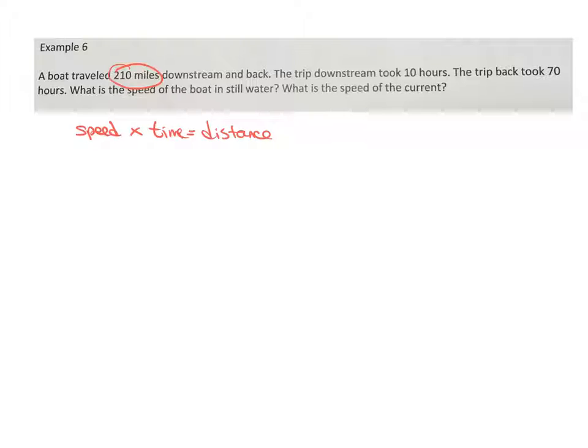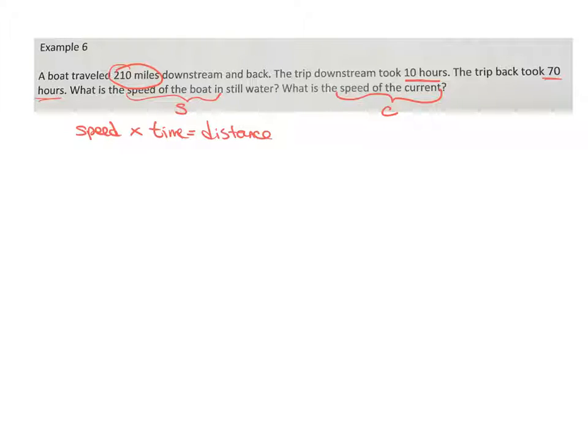So the trip downstream took 10 hours. That's your time. That's going to end up being a coefficient to our variables. The trip back took 70 hours. Again, that's going to be another time issue. What is the speed of the boat? We're going to let that be variable S. And then the other question is, what is the speed of the current? How much is that current either helping us downstream or fighting us as we come back upstream?